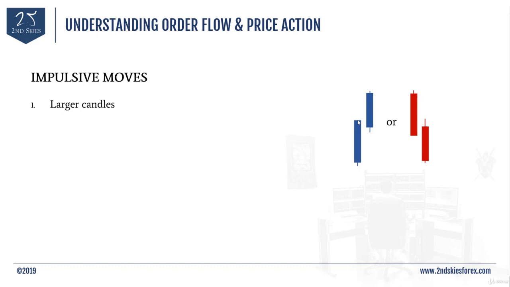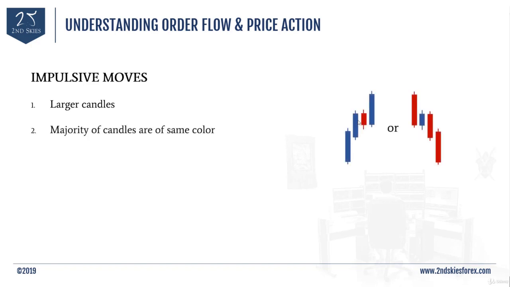Impulsive moves tend to have larger candles, either bullish or bearish, because it intimates a large participation on the buyer or the sell side of the market. So the first characteristic of an impulsive move is large candles, because that indicates large participation on one side of the market or the other.